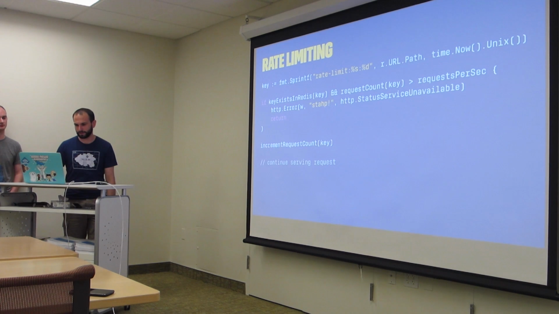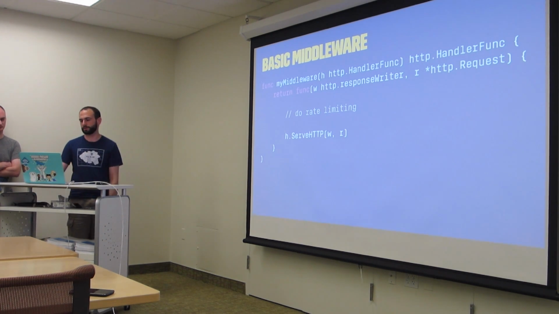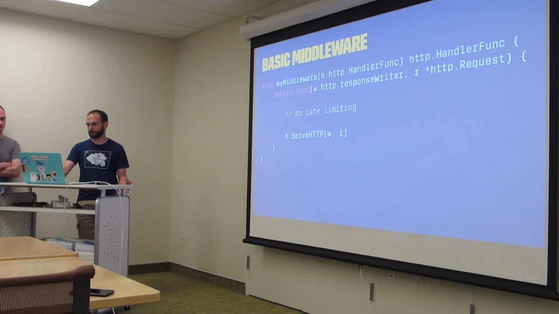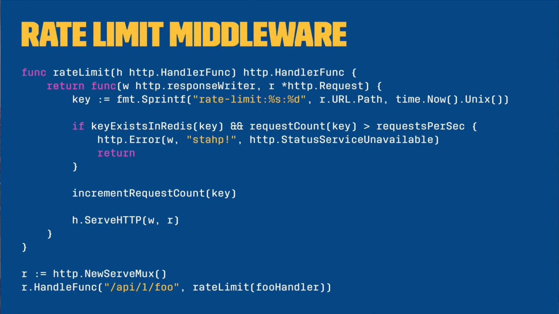And this logic all ends up going into a very basic middleware, which is just a function that takes a handler func, does some stuff, and then returns a handler func. So you can do all kinds of things with middleware, like authentication or logging requests, custom request stuff, more than what you would normally get out of HTTP. So we stuck the rate limiting logic right in there. And then at the bottom, there's an example of creating a router and rate limiting the foo route just by wrapping your handler func with this rate limit middleware. So pretty straightforward.